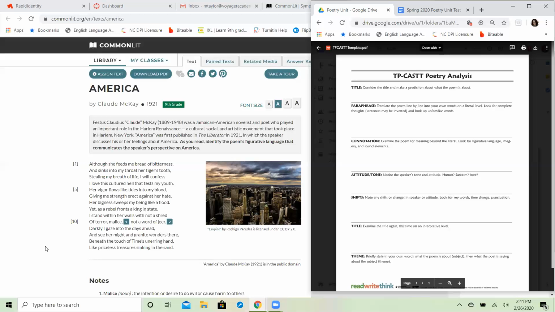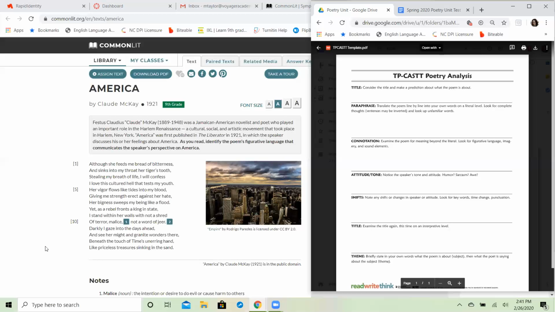The next part of the TPCAST template is the shift, any changes in the speaker's attitude. Students should look again for conjunctions or transitional phrases, such as the one in line 8. Yet as a rebel fronts a king in state. There's a difference, there's a shift in what the speaker is saying and the message they're conveying to the reader.